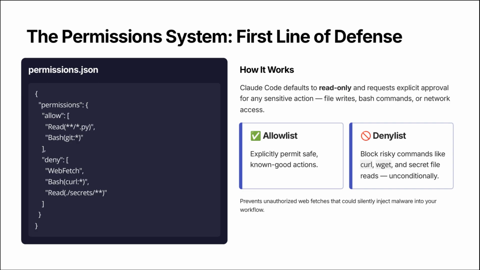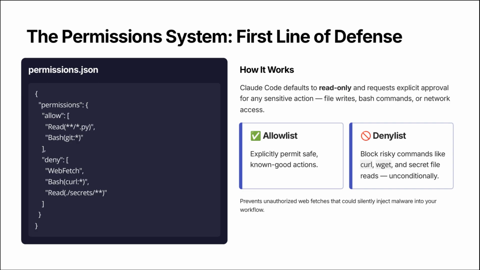The allow list contains actions that are deemed safe and are therefore explicitly permitted. For instance, reading Python files or executing Git commands. On the other hand, the deny list blocks potentially risky actions. This includes web fetches, certain bash commands, and reading from secret files. This list is unconditional and will block actions listed here no matter what.